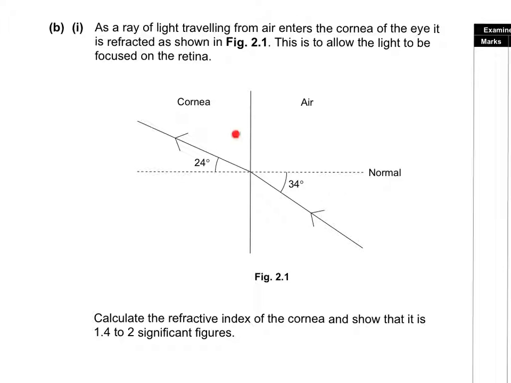So we've got the cornea on this side, air on this side, and the refraction is going on as it crosses this boundary. So this is a nice straightforward case of using Snell's law. We're in air here, we've got an angle of incidence, we're in the cornea here and we've got an angle of refraction, and we're asked to show that the refractive index of the cornea is going to be 1.4 to 2 significant figures. So we're just filling in the equation for Snell's law.